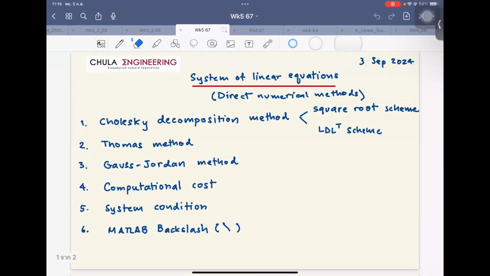We begin with Cholesky decomposition. It is for the special case when matrix A is symmetric and positive definite, and it is very suitable for our structural engineering. In structural analysis, we have matrix K, the stiffness matrix, that is symmetric and positive definite. If matrix A has the special property, we can apply a special numerical method. That is more efficient. We use less computational effort, at low computational cost.